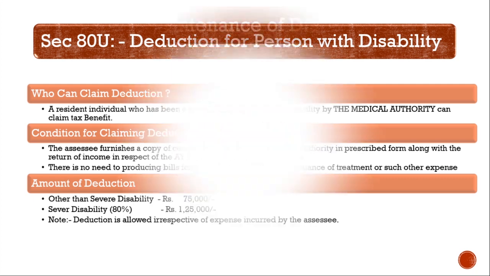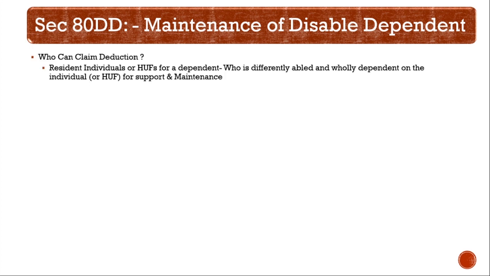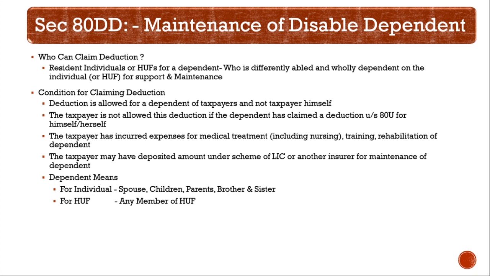Now, let us have a discussion on Section 80DD, maintenance of disabled dependent. First of all, we have to understand who can claim this deduction: a resident individual or a HUF for a dependent who is differently abled and completely dependent on such individual or HUF. From the section heading, we can make a note that this section is particularly for the person who is looking after or incurring expenses for the maintenance of a dependent. What does dependent mean? In case of an individual, dependent means spouse, parents, children, brothers and sisters. In case of a HUF, dependent means any member of the HUF.